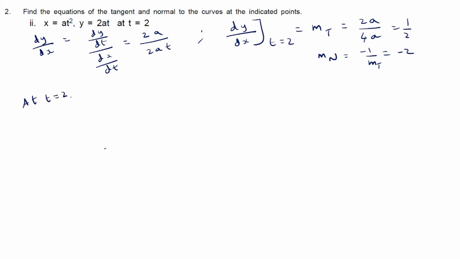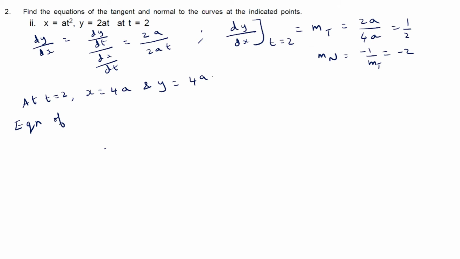At t equal to 2, x is equal to a into 2 square, 4a, and y is equal to 2a into 2, which is 4a. So the point is (4a, 4a). The slope of the tangent is half and the slope of the normal is minus 2. So using this information, we can find the equation of tangent.